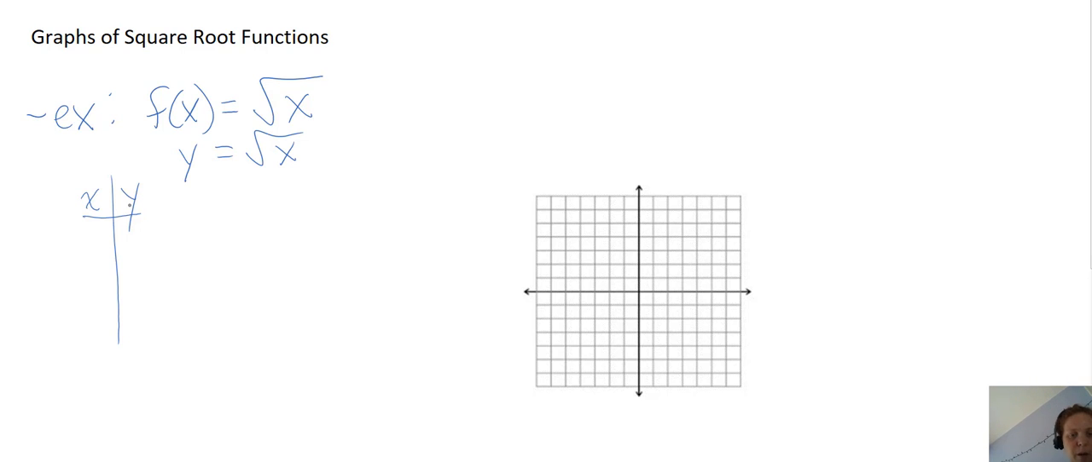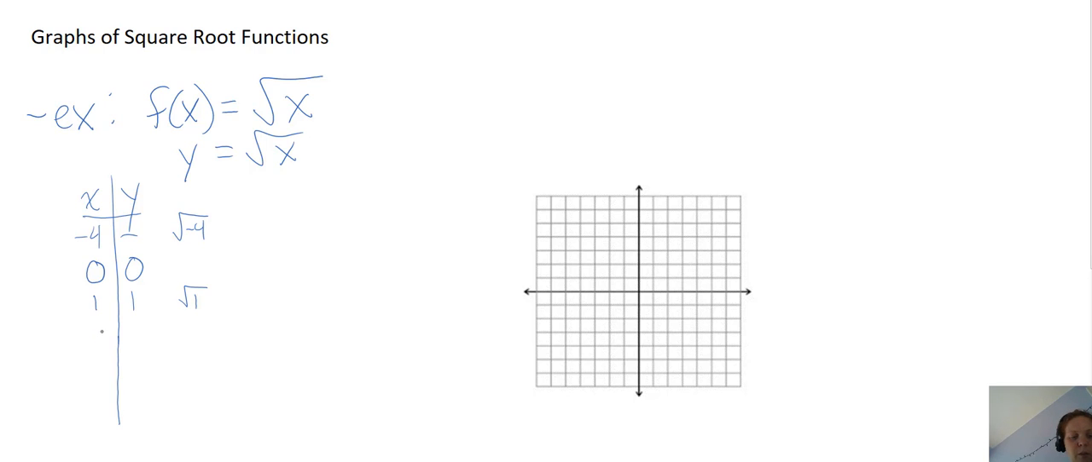So if I think about plugging things in for x, if we think about a negative, like negative square root of 4, we've looked at how that's not a real number. I cannot do that. So I can't plug in any negatives. So we're going to start at 0. That's the first time I can plug in a number and get an answer. So square root of 0 is 0. If x was 1, square root of 1 is 1.